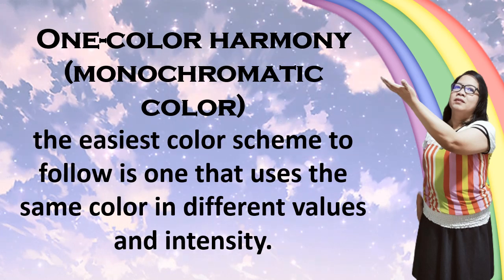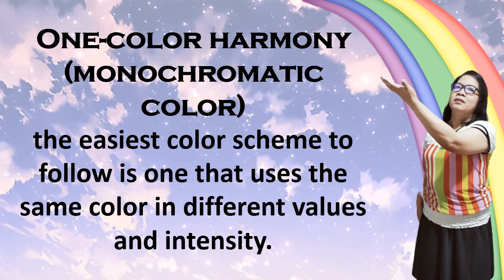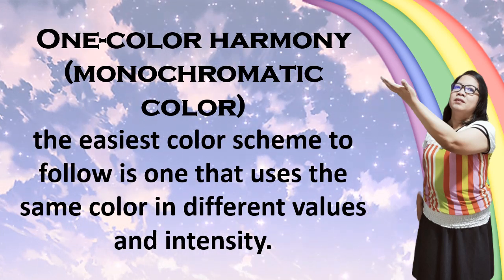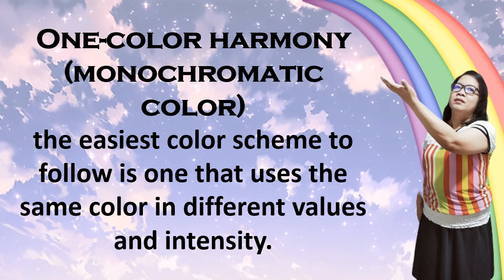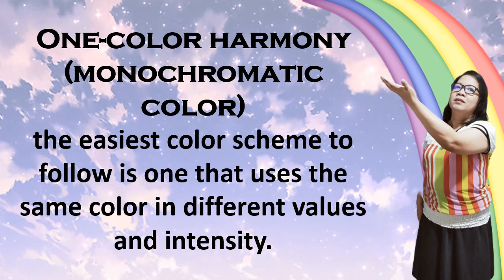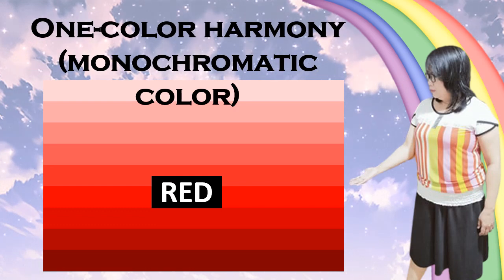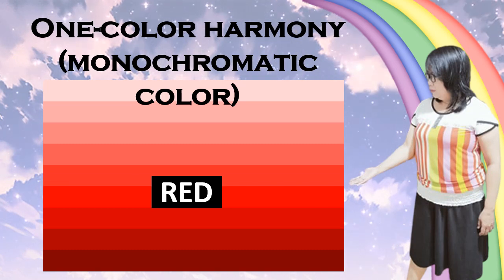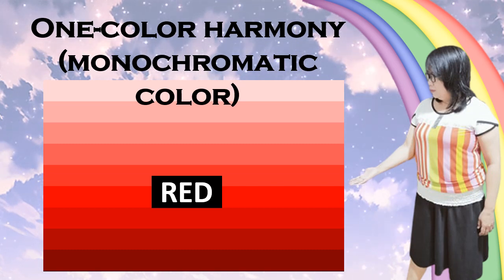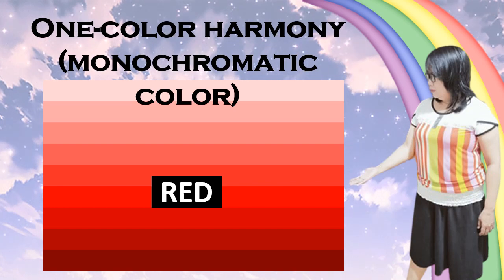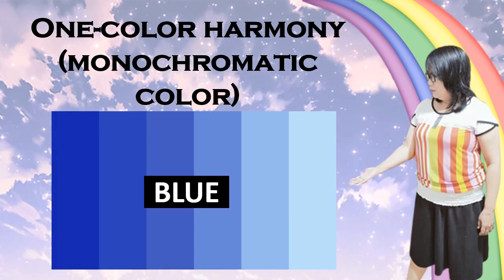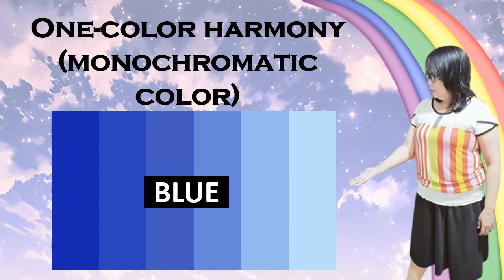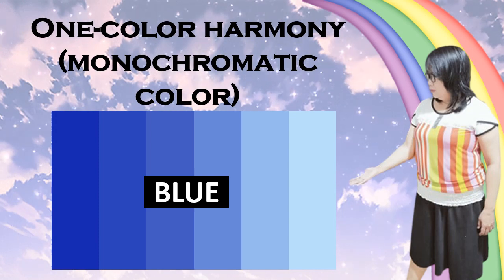One color harmony or monochromatic color. The easiest color scheme to follow is one that uses the same color in different values and intensity. This is an example of one color harmony or monochromatic color. This is red in different values and intensity. Another example of one color harmony or monochromatic color is this blue in different values and intensity.